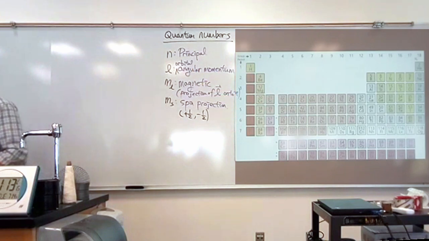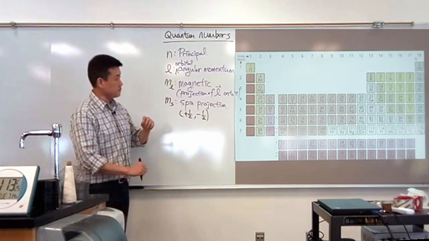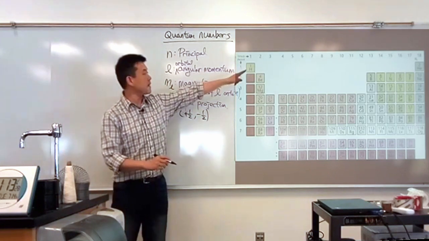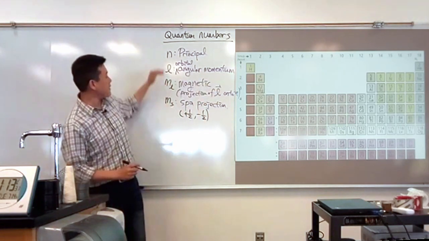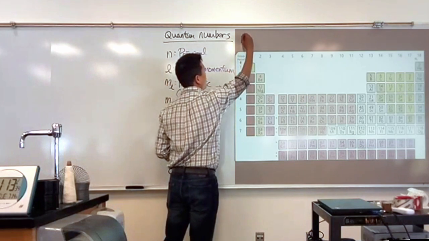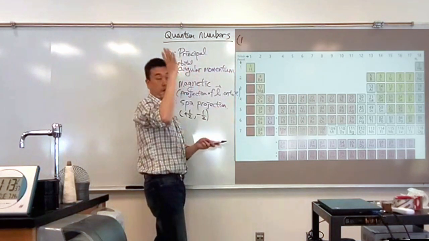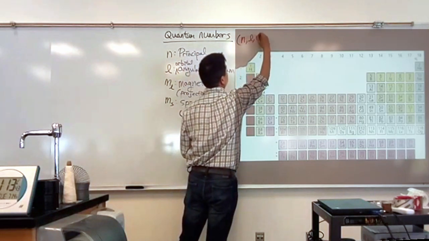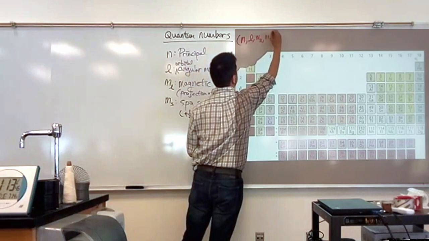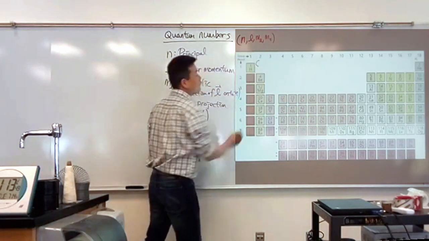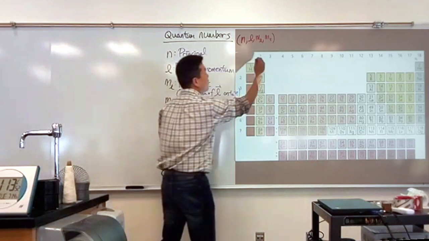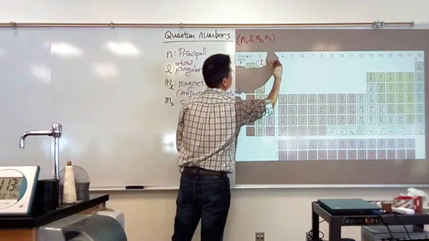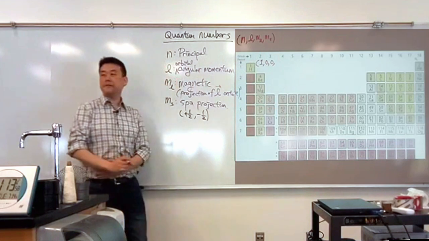Let me just start writing down numbers, and then we'll make a better physical connection. For this hydrogen atom, let me write down these quantum numbers in this format: a 4-tuple, n, l, m sub l, m sub s. For hydrogen, the set of quantum numbers that characterize it would be 1, 0, 0. What should the m sub s be?